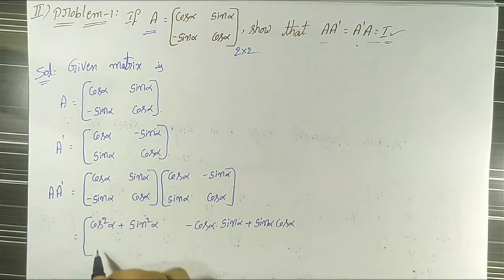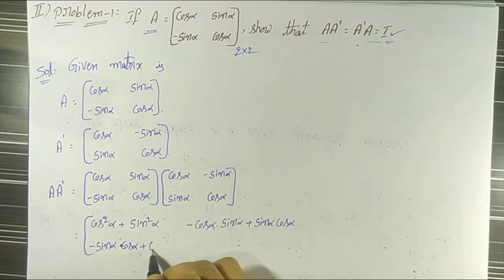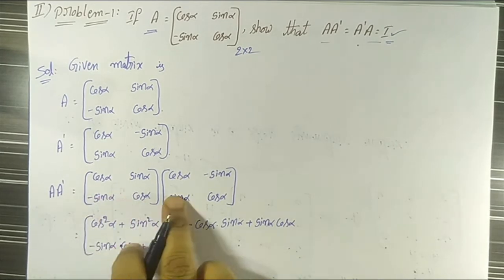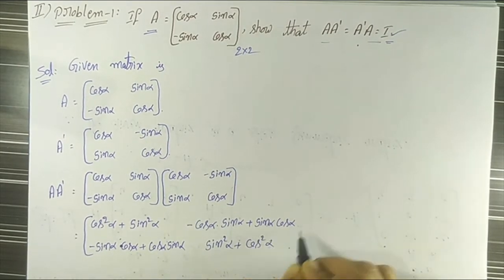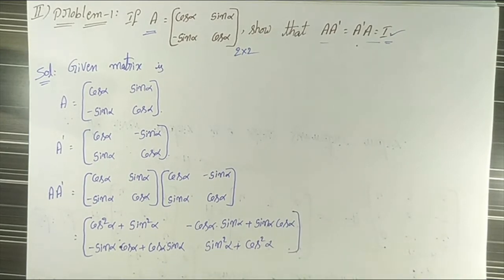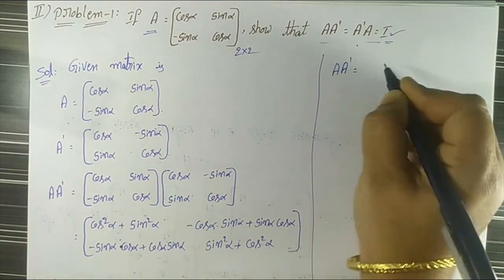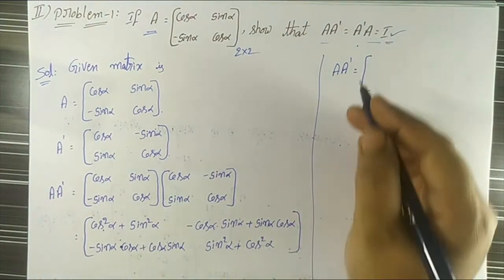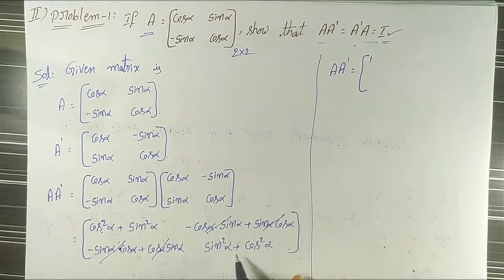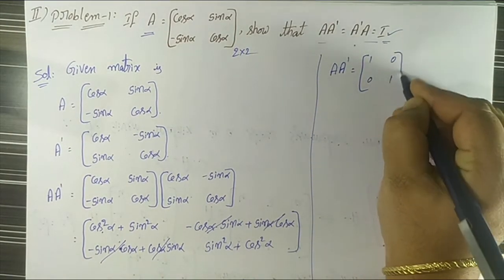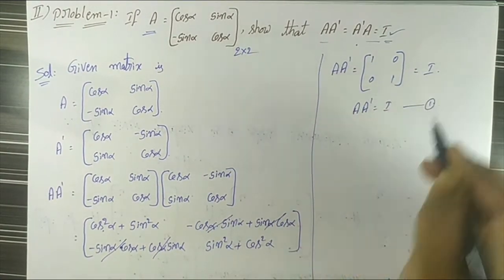And then second row first column: minus sin alpha into cos alpha plus cos alpha into sin alpha. And then minus into minus, plus sin square alpha plus cos square alpha. Then we can easily see that A into A dash equals: we know cos square alpha plus sin square alpha value is 1. Here plus sin alpha cos alpha minus sin alpha cos alpha get cancelled, here also. This gives 1, 0, 0, 1, which is equal to I. That means A into A dash equals I. Let this be equation number 1.